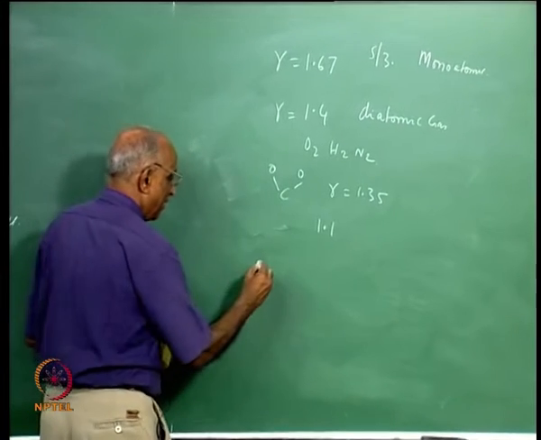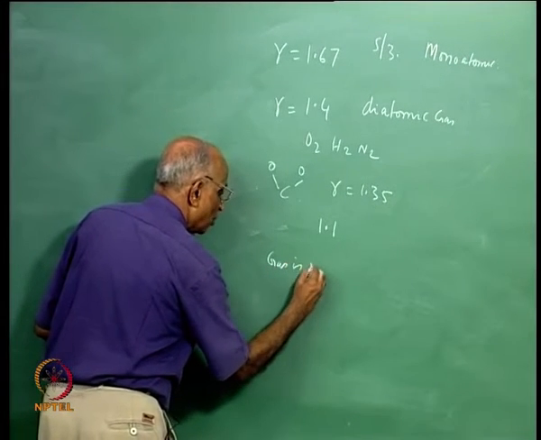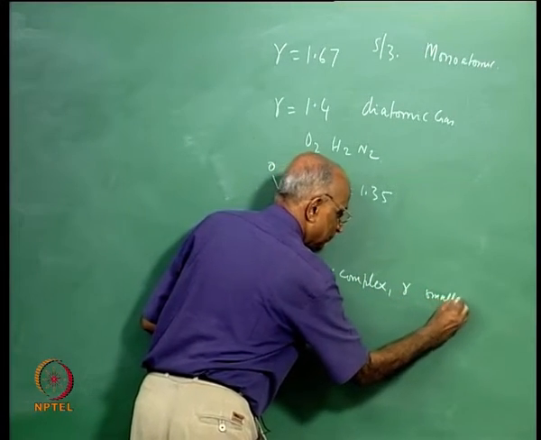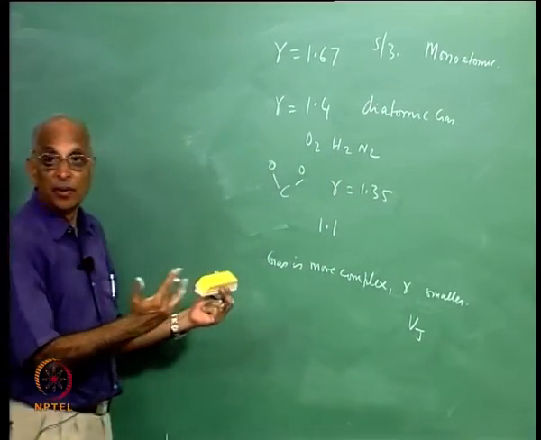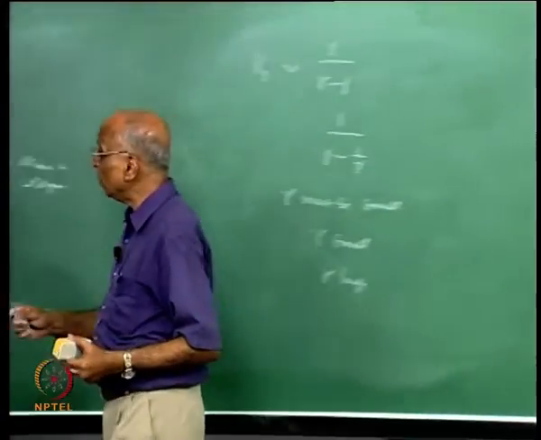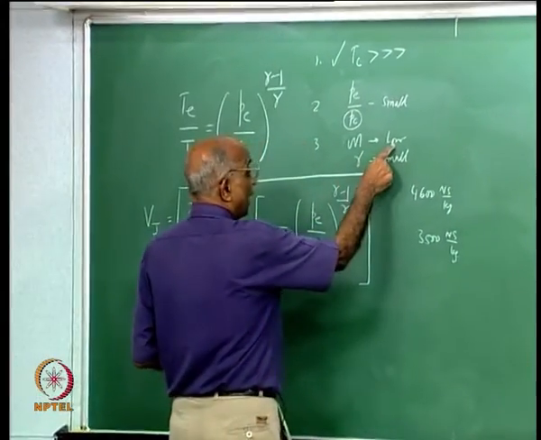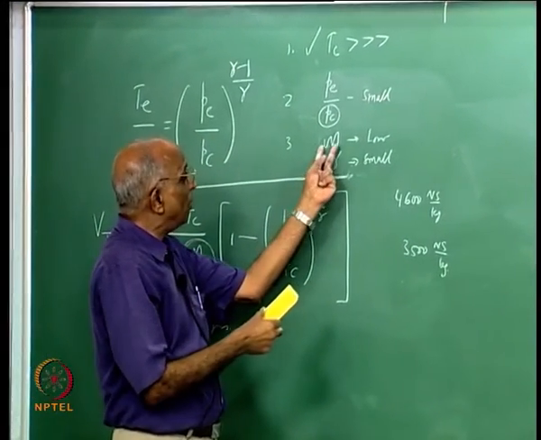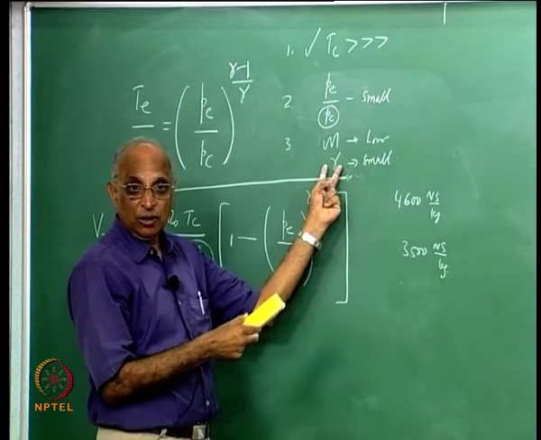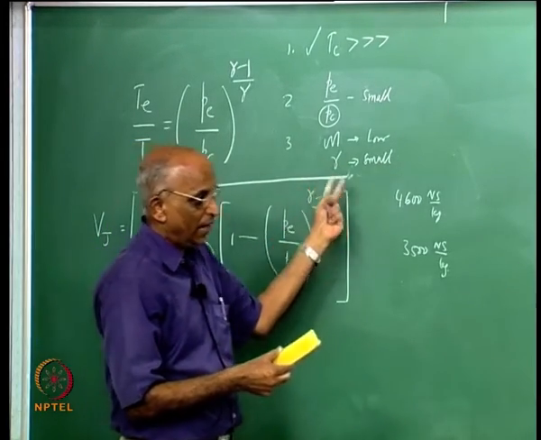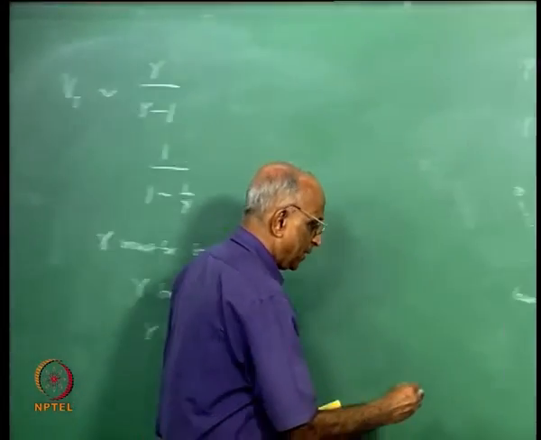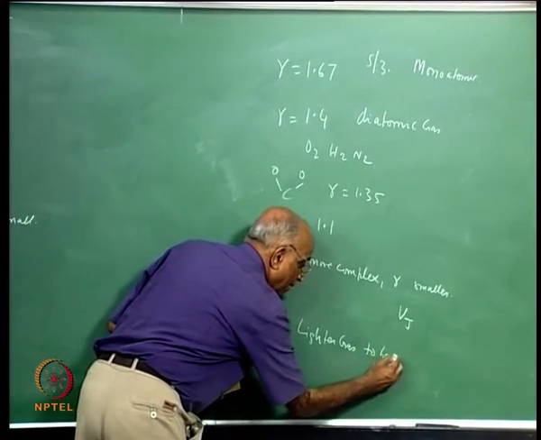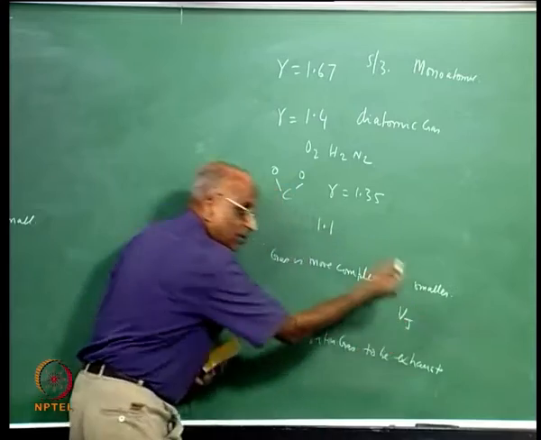Now, what is it I am telling? If the gas is more complex, gamma is smaller, and therefore the influence on Vj will be better. But if I look at the molecular mass, if the molecular mass is small, then I get a higher value. It is just contradictory. Therefore, the role of molecular mass and gamma is just the opposite. But it so happens the effect of gamma is much smaller, and therefore we would still like to have a lighter gas to be exhausted out, to be a part of the efflux.